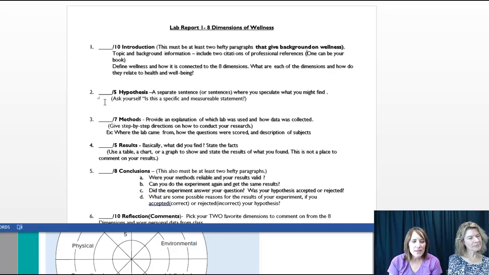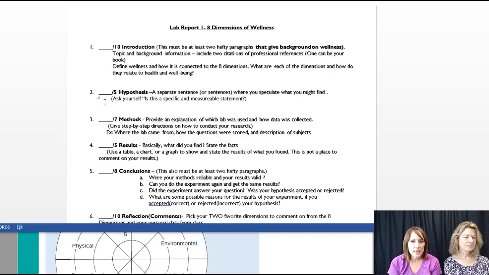The methods area is a step-by-step depiction of how you collected the data for this lab report. So walking people through where the lab activity came from, what the format of the lab activity is, how the lab activity was scored, and a description of your subject. So very, very specifically describing step by step.